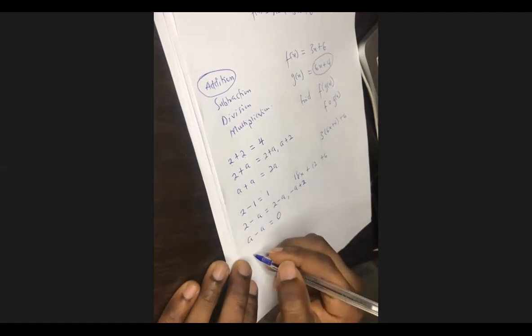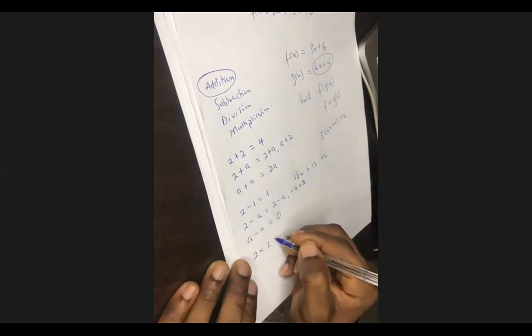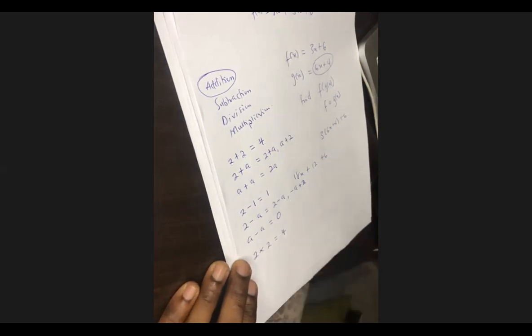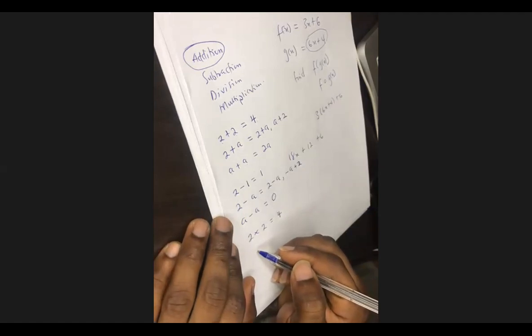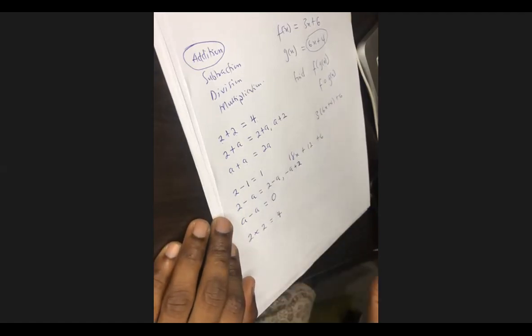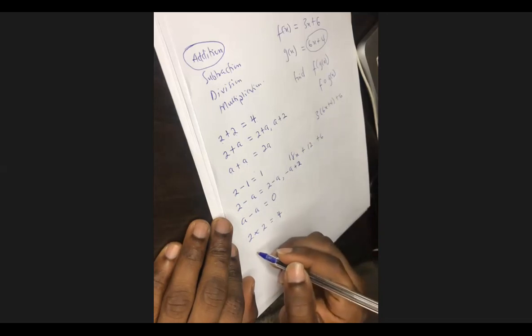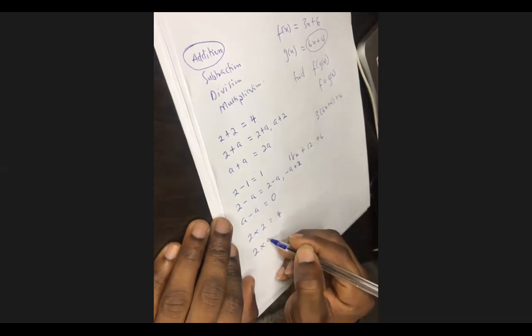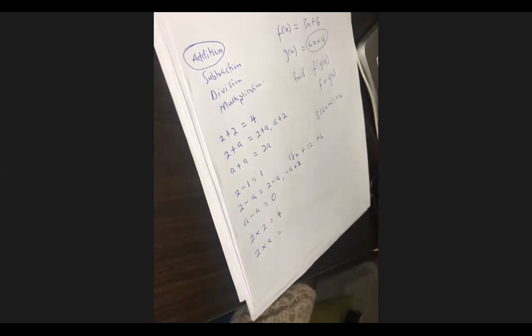So let's move on to multiplication. So I have 2 times 2. Now that is 4, right? Now the next one is a number and an alphabet or a variable. So I have 2 times a. Now what do you think 2 times a is going to give me? 2a.